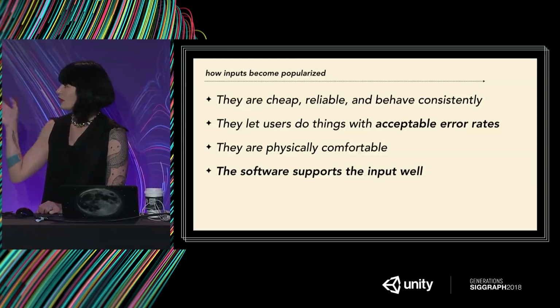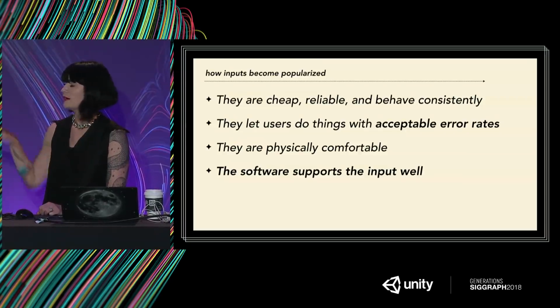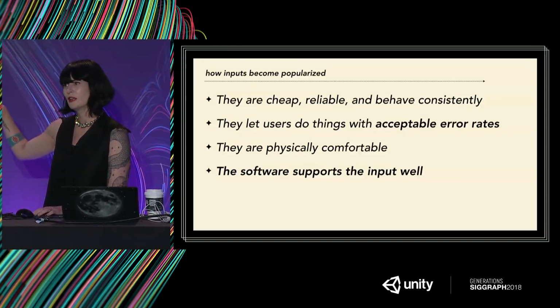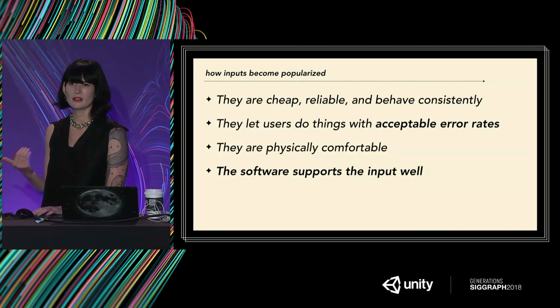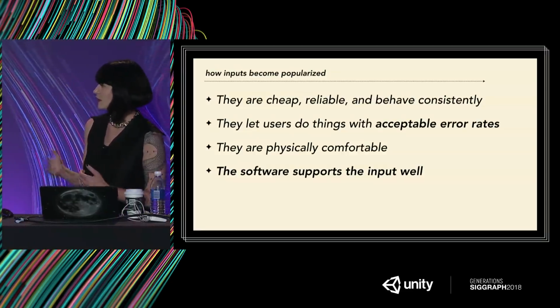So they have to be cheap, reliable, behave consistently. They have to have an acceptable error rate, which answers the earlier question. If we can't type on our iPhones well, why do we all continue to use them? Because it's good enough and we have spell check. They have to be physically comfortable.